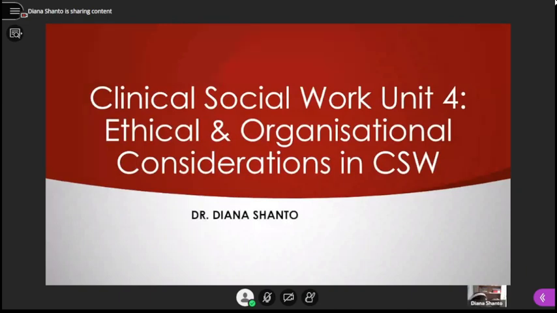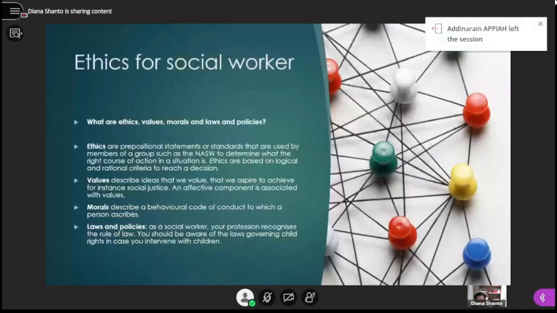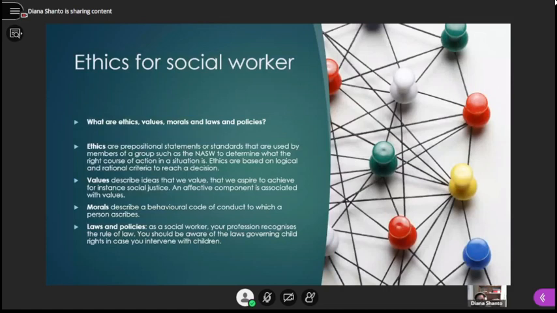I know you have done ethics in another module. Donc ça doit être assez simple, en même temps pas si simple que ça, because ethics it's something practical. C'est quelque chose qu'on utilise, on doit réfléchir surtout dans la pratique. Donc this is some kind of revision for you. What are ethics, values, morals, laws and policies?